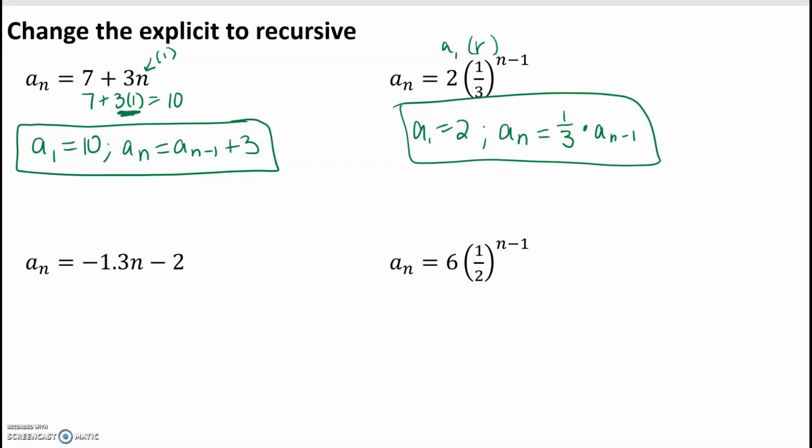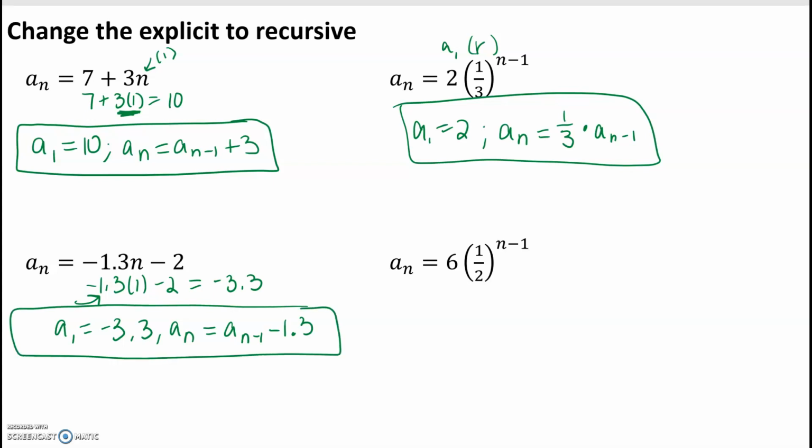Okay, for my next one, again, I'm going to plug in a 1 to figure out what my first term would be. I end up with a -3.3. So first term, -3.3. Remember that that number with the variable is like your slope, so that's telling you what's happening each time. So I'm going to take my previous term and subtract 1.3, okay, or add -1.3.